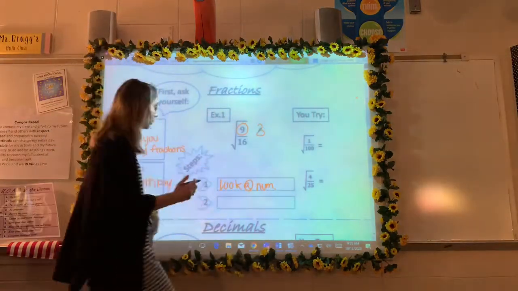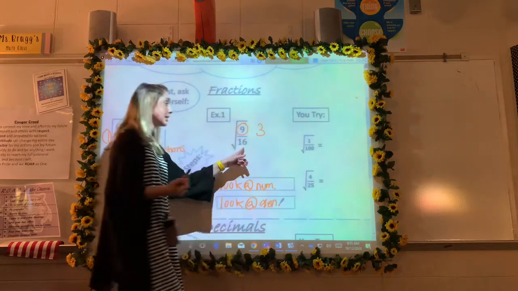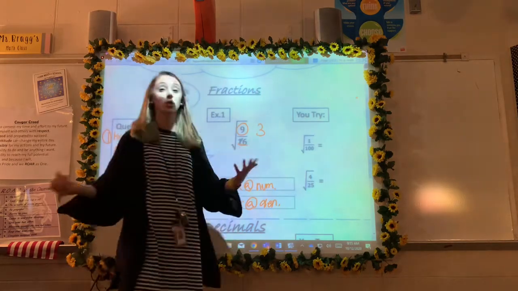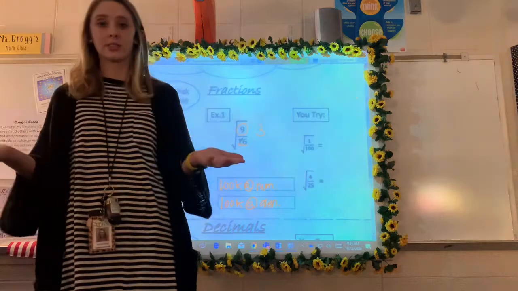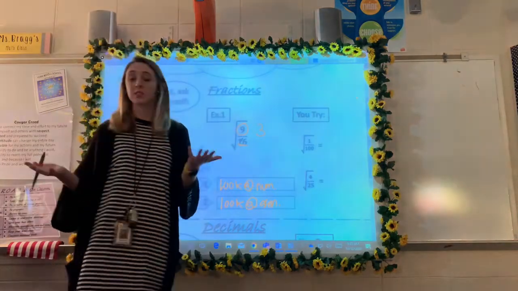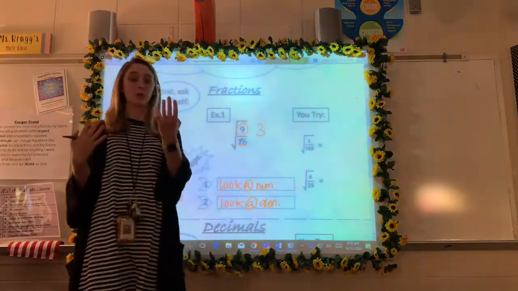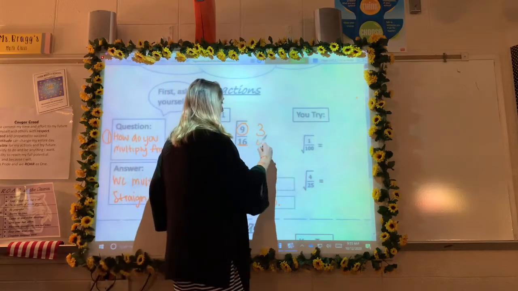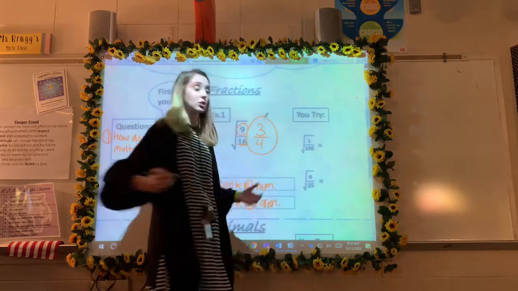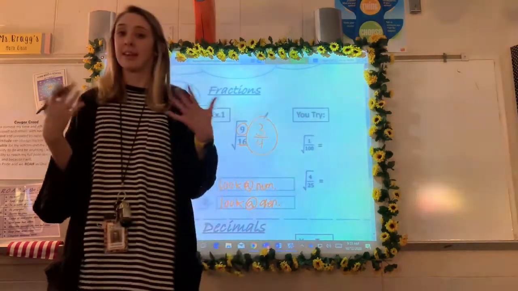And then the second one, we're going to look at the denominator. In this case, our denominator is 16. So we want to know what times what gives us 16. So again, you can take the square root of 16, which hopefully you know is 4. So 4. And then that is your answer. So we leave the answer as a fraction, and then we're good to go.